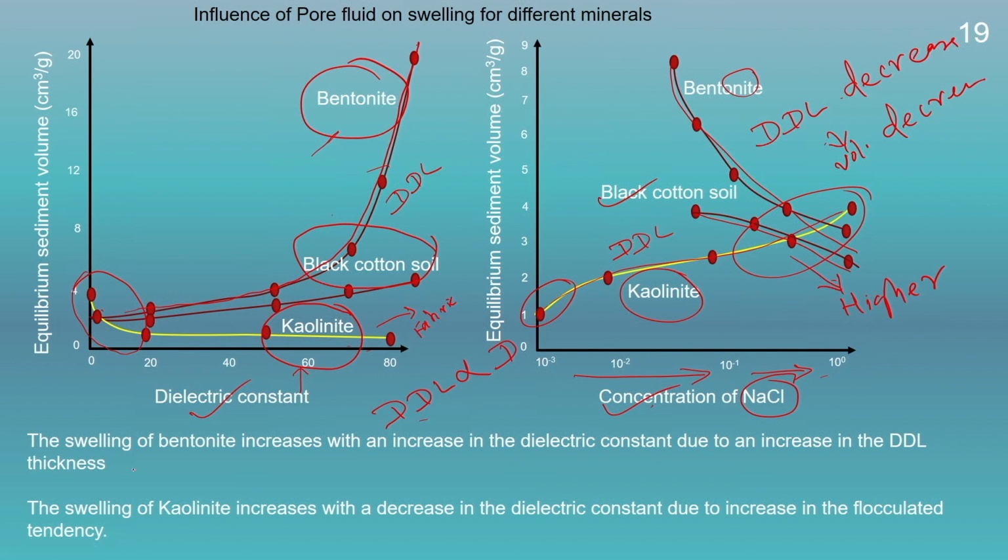So, here we can summarize that the swelling of bentonite increases with the increase in the dielectric constant due to an increase in the diffuse double layer thickness. However, the swelling of kaolinite increases with a decrease in the dielectric constant due to increase in the flocculation tendency of kaolinite because of the increase in the net attractive forces.